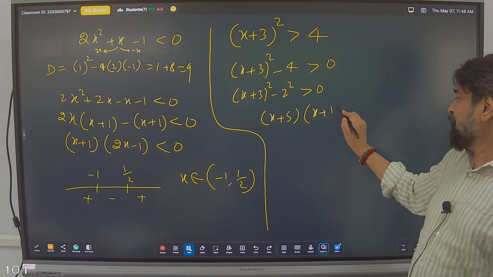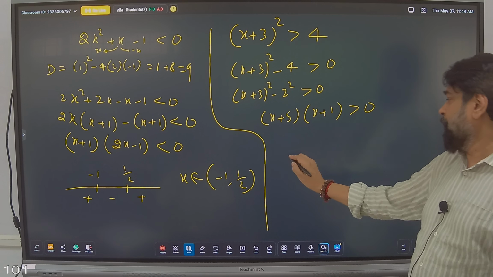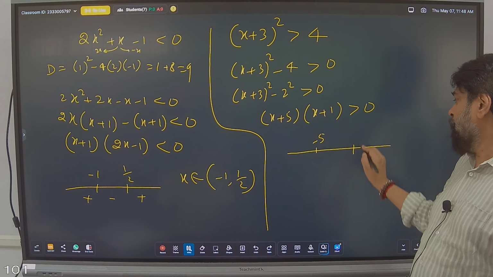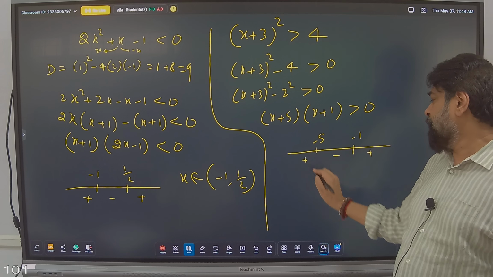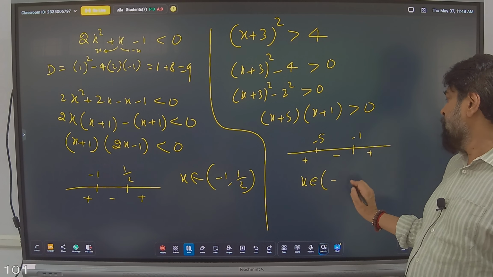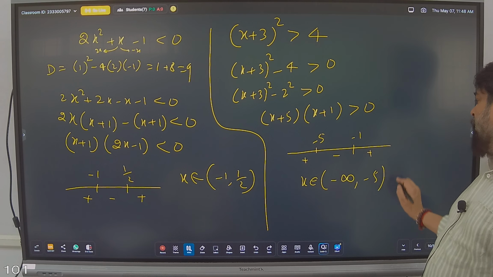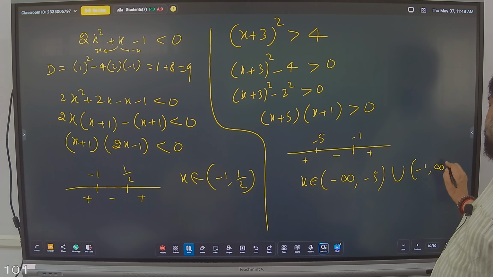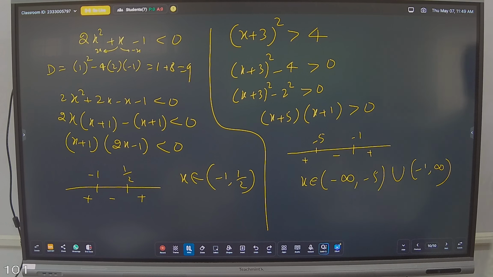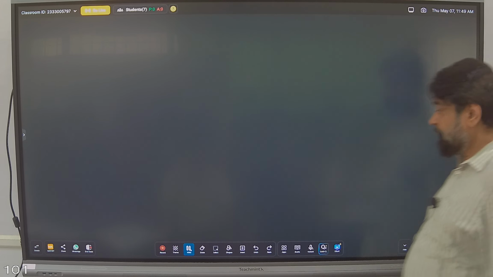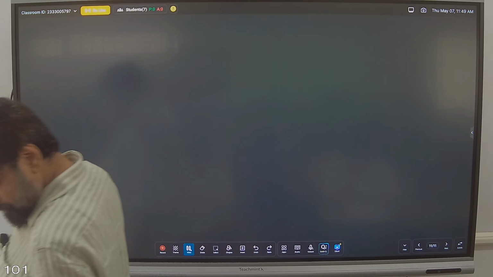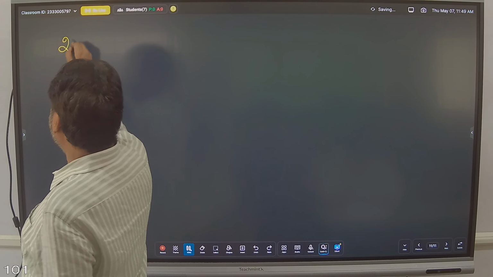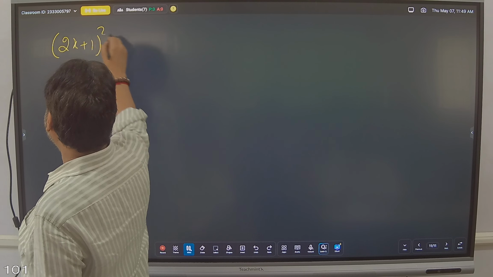x plus 1 greater than 0. Critical points, minus 5, minus 1. Positive, negative, positive. x belongs to minus infinity to minus 5 open, union minus 1 to infinity. How many of you got this? Clear? Next. 2x plus 1 the whole square.